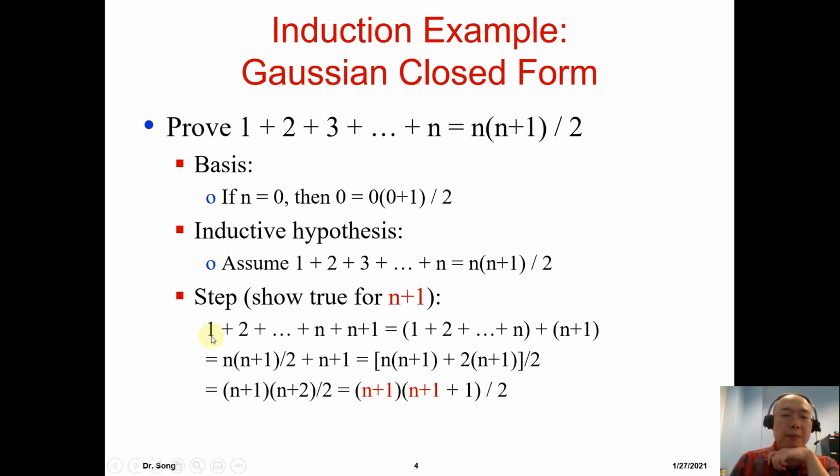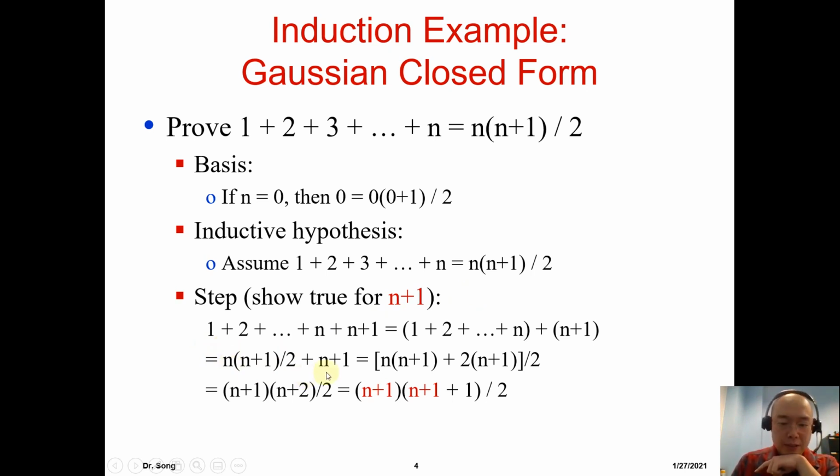So we are summing from 1 all the way up to n, and then n plus 1. And what is that? So how about we put the first n items together, and that is n multiplied by n plus 1 and divided by 2. Why? Because that is the inductive hypothesis. We assume that's true. That's the second step. And then the third step, we can use that.